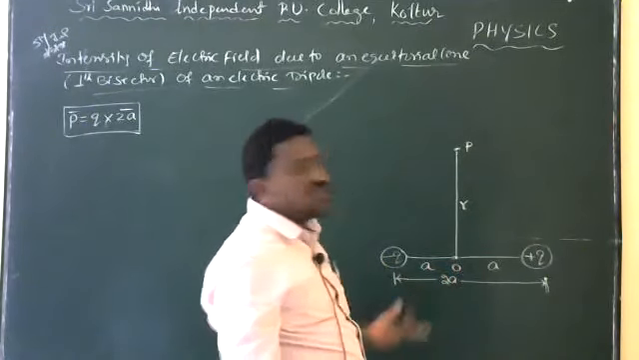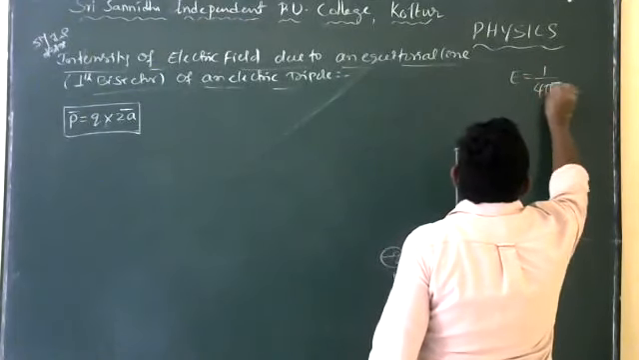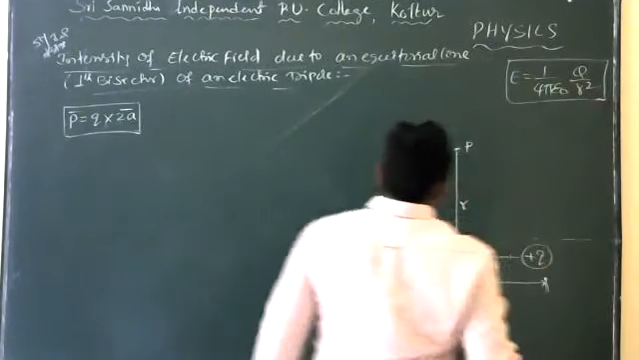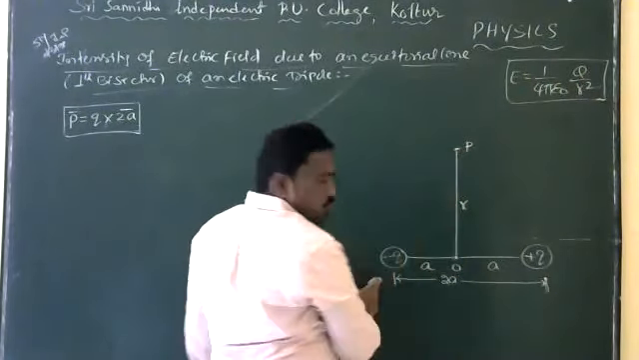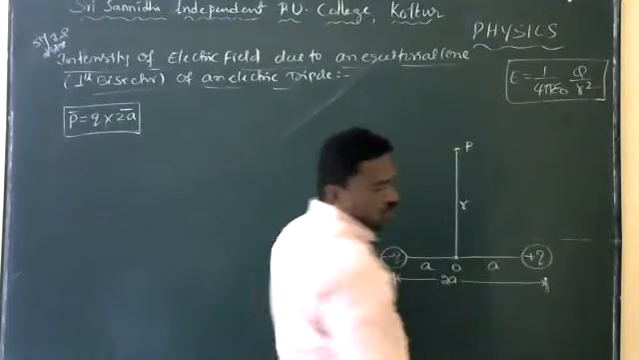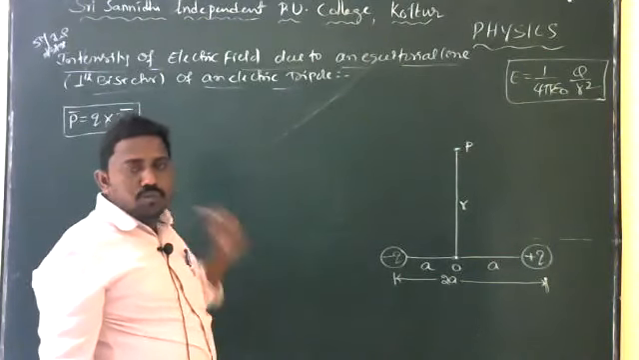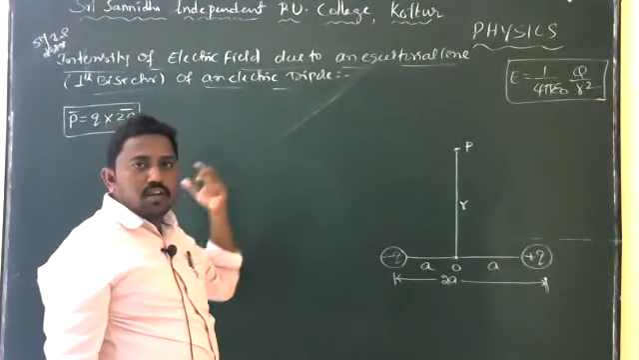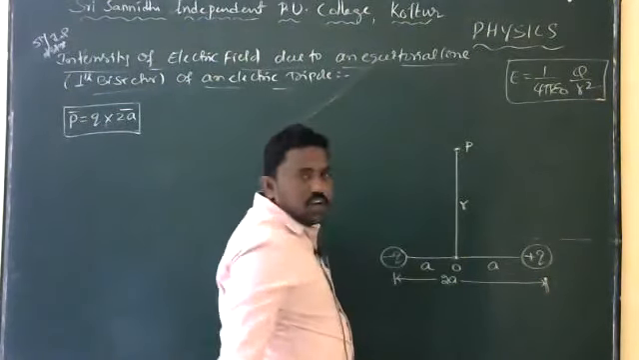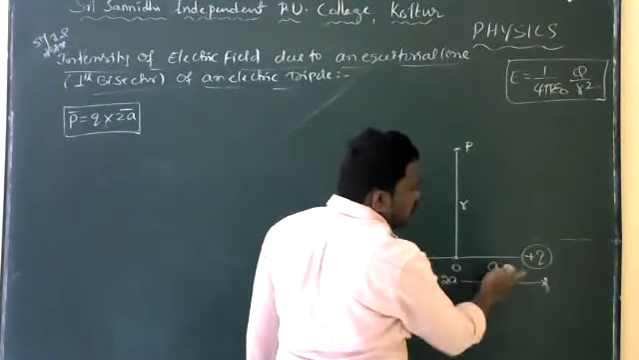We know that the intensity of the electric field due to a point charge is 1 by 4 pi epsilon naught q by r square. By using this, we find the intensity of the electric field at point P due to the minus q charge, and similarly due to the positive charge. We do the same as we did for the axial line.